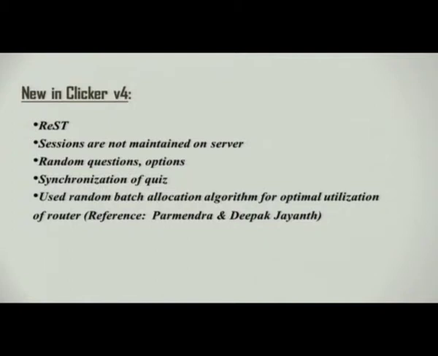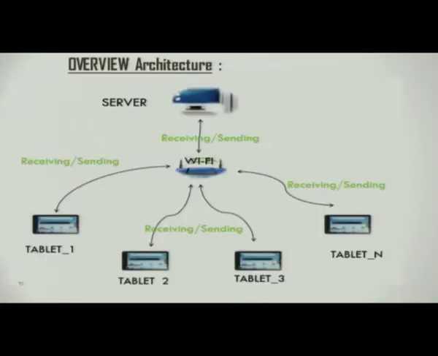We have followed a random batch algorithm inspired by the MTech student Mr. Parmendra. He gave the idea of batching to increase the efficiency of the router and access point. This is the basic architecture we are using: a simple server and clients. We assume the clients are tablets, and the server is the instructor's machine. The connectivity between them is Wi-Fi.